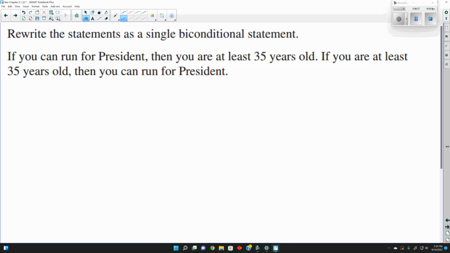Rewrite the statement as a single biconditional statement. If you can run for president, then you're at least 35 years old. If you're at least 35 years old, then you can run for president, yes? So what would the single biconditional statement be?